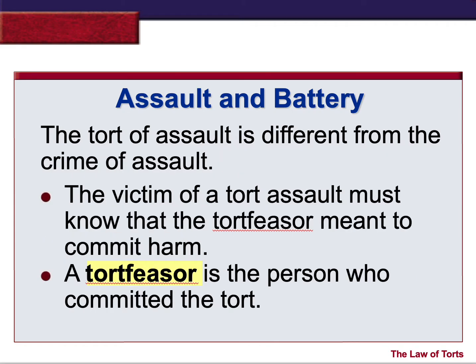Okay? So the victim doesn't actually have to go to the hospital. It could just be you poking someone, and they don't like that. They don't want that. The tort of assault is different from the crime of assault, so the victim of a tort of assault must know that the tortfeasor meant to commit the harm. So we have to know that that person is doing it on purpose. A tortfeasor is the person who committed the tort. So remember that term.